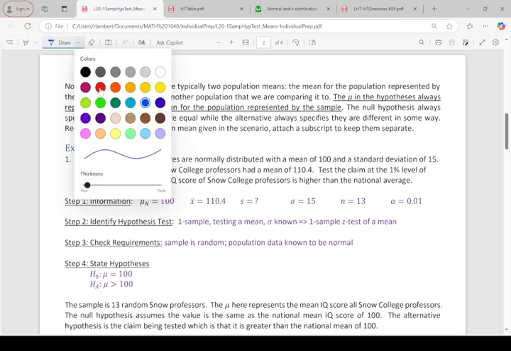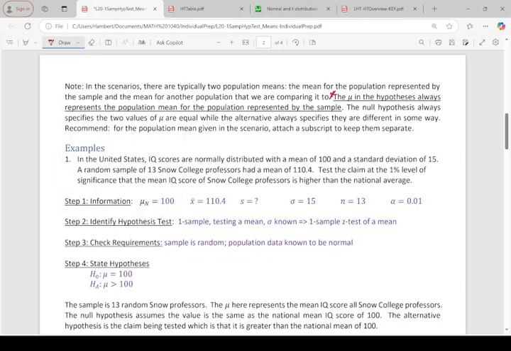The mu in the hypothesis, it's already underlined, but right here, when you state your hypotheses, the mu always represents the mean value of whatever you're measuring for the population that the sample represents. The null hypothesis always specifies that the population value that our sample represents and the population value that we're comparing it to are the same. We have to assume they're not different. And the alternative always states that they are different. That's usually what we're trying to show. The claim is the alt.